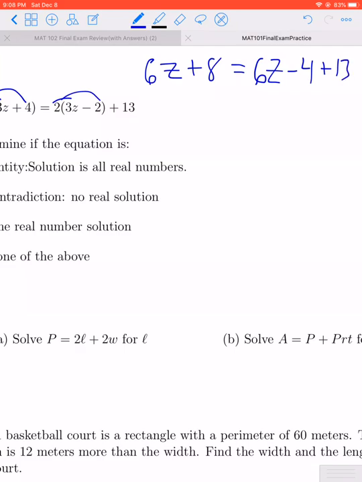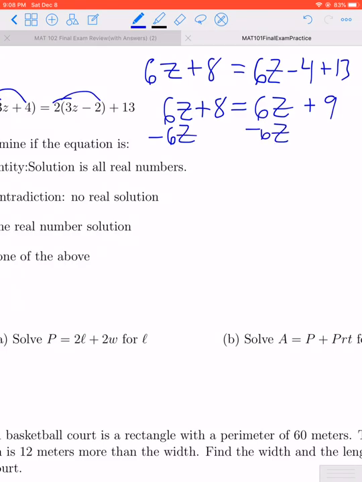plus 13. I can combine some like terms on the right hand side. Negative 4 and positive 13 would give me a positive 9. The next step would be to try to get the variables to one side. So I would subtract 6z from both sides, and we get the statement that 8 equals 9. That's a statement that's false, that's a contradiction.